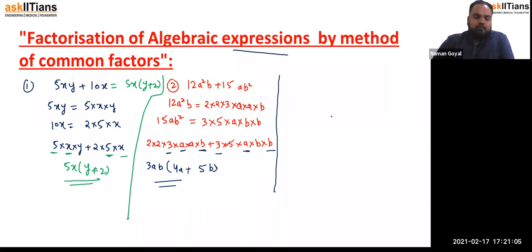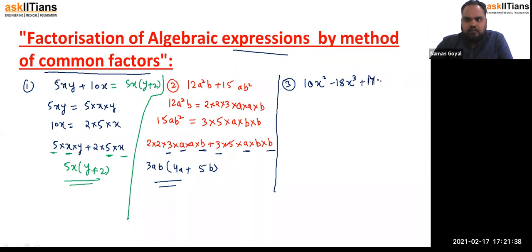Okay, can we move on to more questions, sir? Now the question arises: sir, if there are three terms, or more than two terms, how can we do that? Same method. If I'm talking about the method of common factors, you have to take common factors only. So for example, the third question will be 10x square minus 18x cube plus 14x raised to power 4.